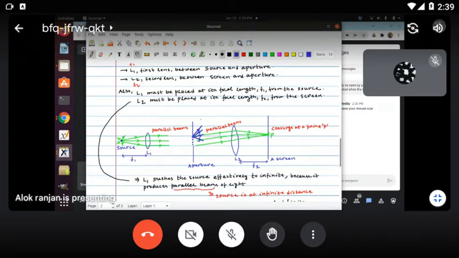And there will also be a straight one without any deviation, which will hit here. So this will be the center of your screen, or the center of the diffraction pattern. All those things we'll discuss in the next class.